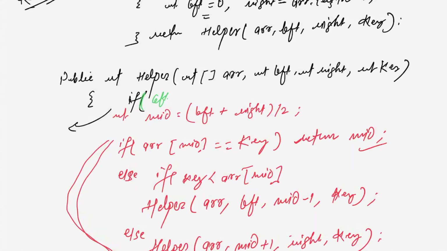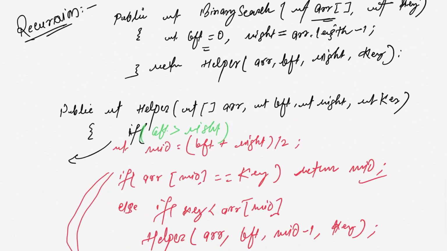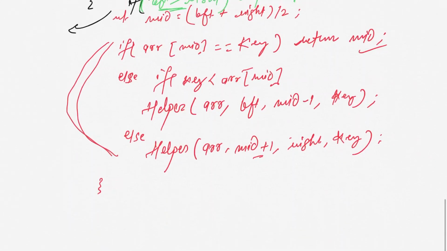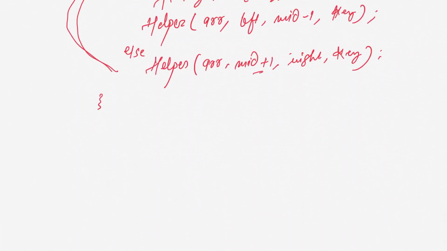If your left is greater than right, as when we were doing the while loop, we were running until left is lesser than right. So whenever you find this condition, we can say return -1, and we can say okay, whatever key we were looking for is not found inside this array. Now let's talk about the time and space complexity here.